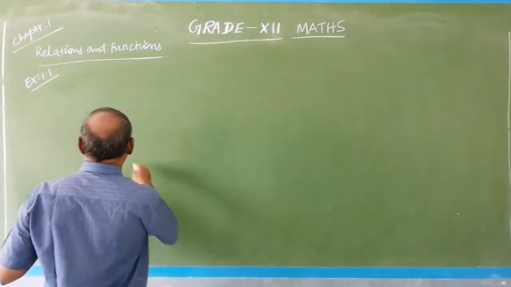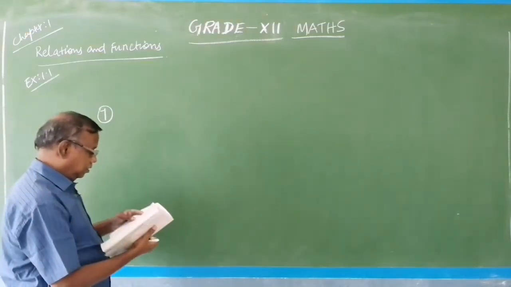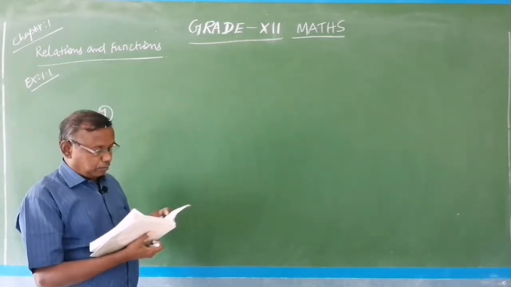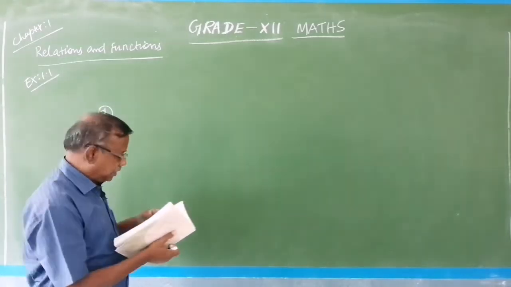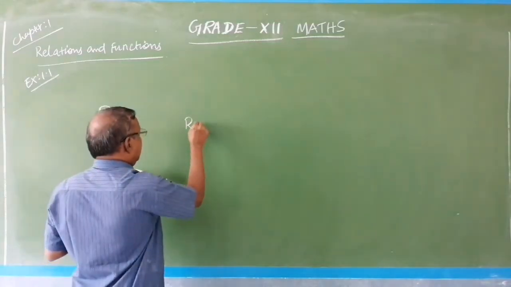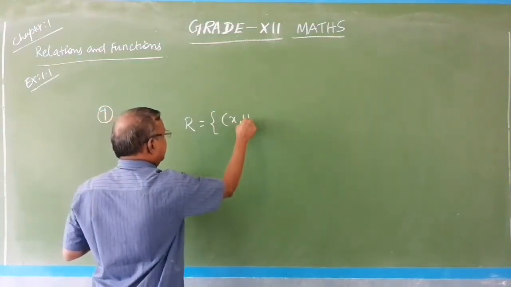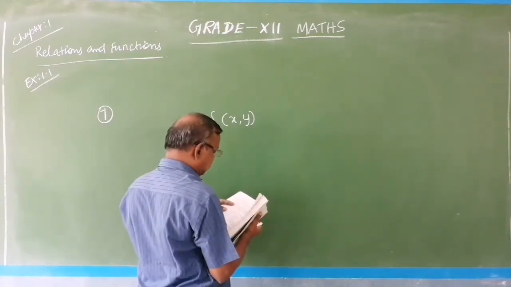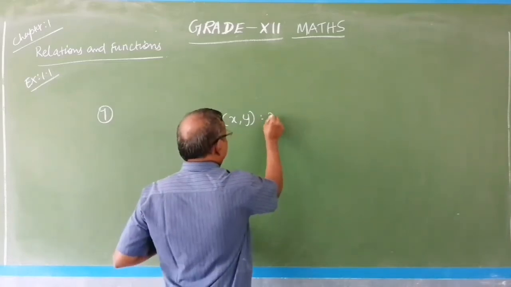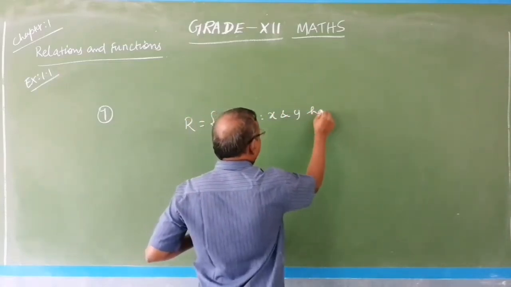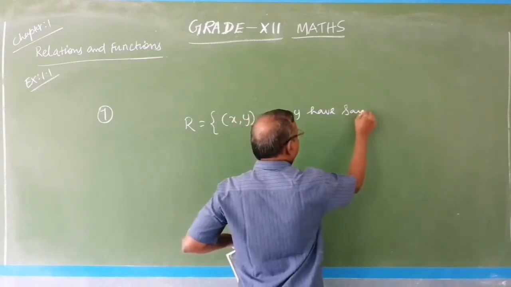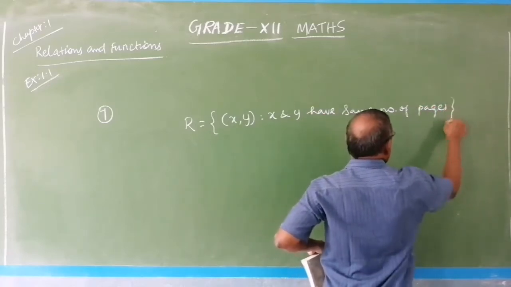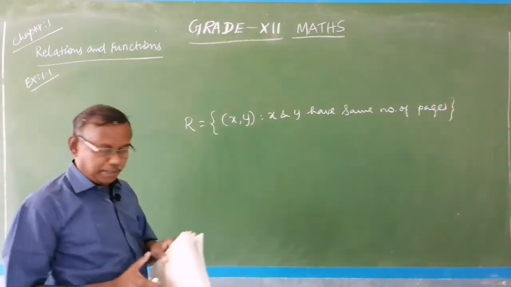Next, question number 7. Show that the relation R in the set A of all books in a library of a college, given by R equal to {(x, y) such that x and y have the same number of pages}, is an equivalence relation. These two elements x and y are nothing but books in a library.